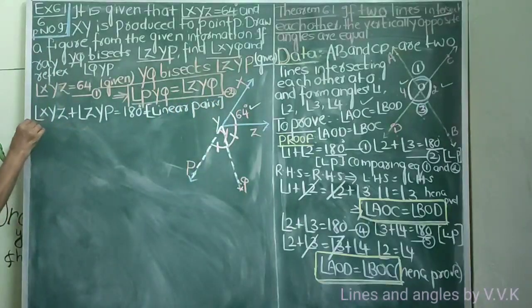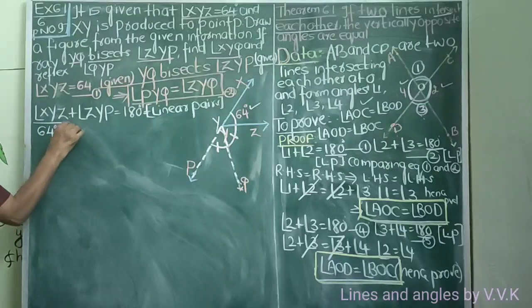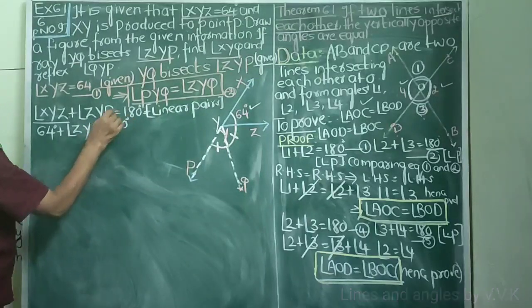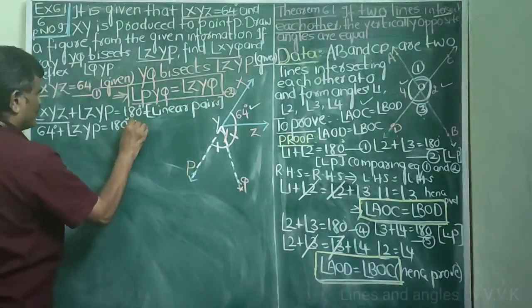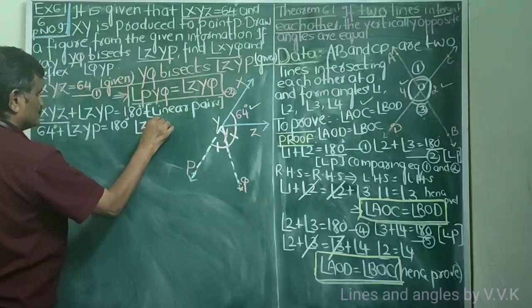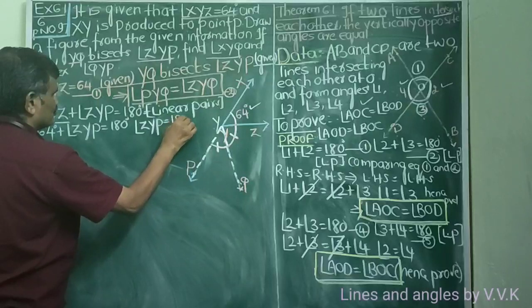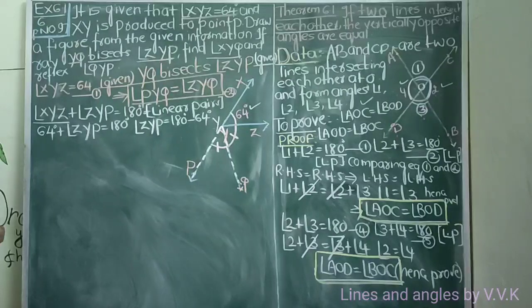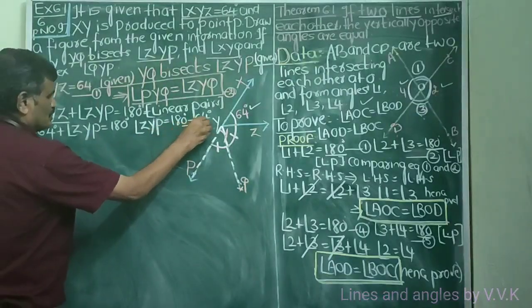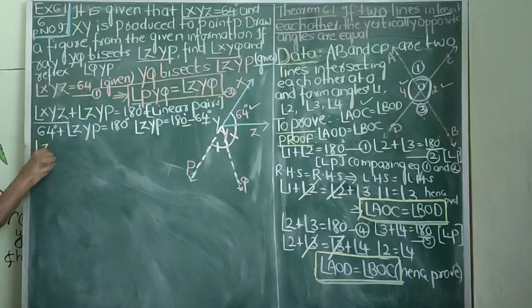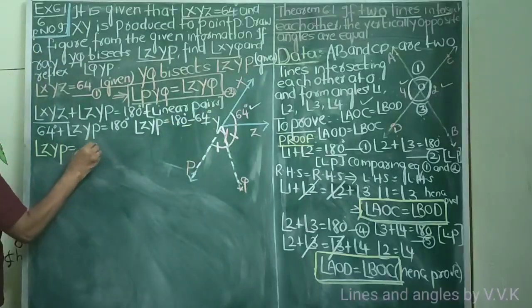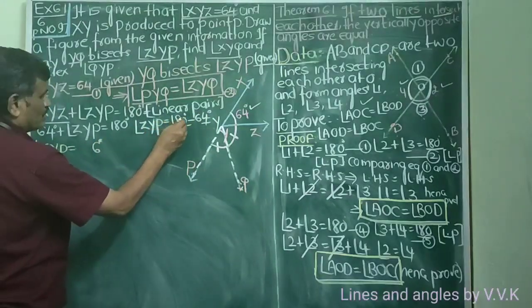Now, angle XYZ we already know is equal to 64 degrees. Angle XYZ plus angle ZYP is equal to 180 degrees. So if I subtract, then angle ZYP is equal to 180 degrees minus 64 degrees. And if you subtract, children, then what you will get is angle ZYP. 10 minus 4 is 6.